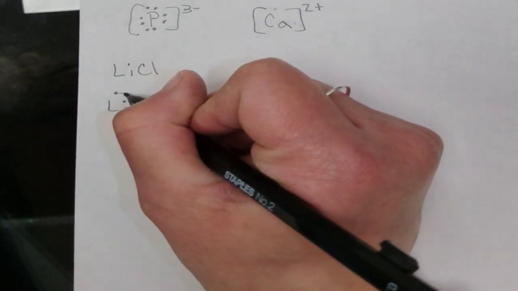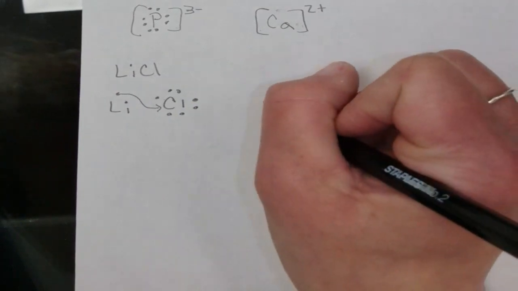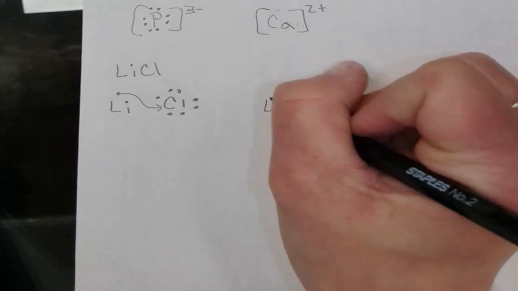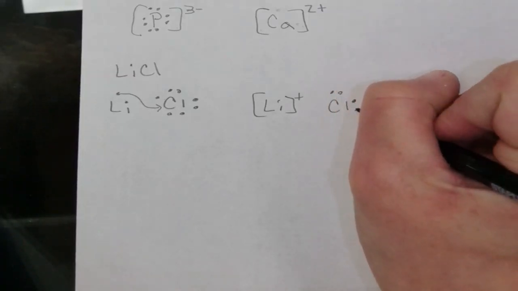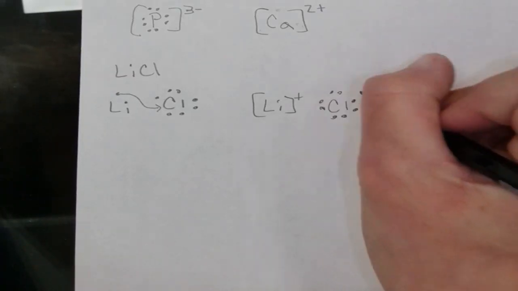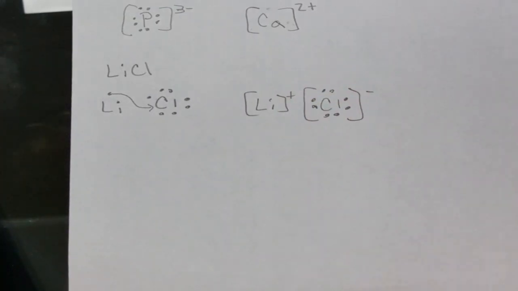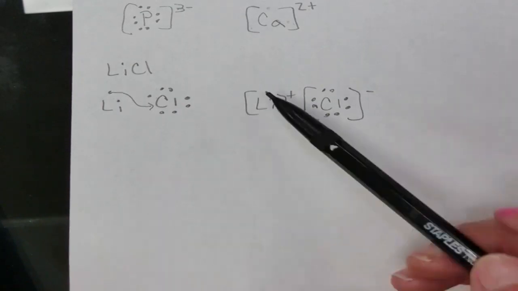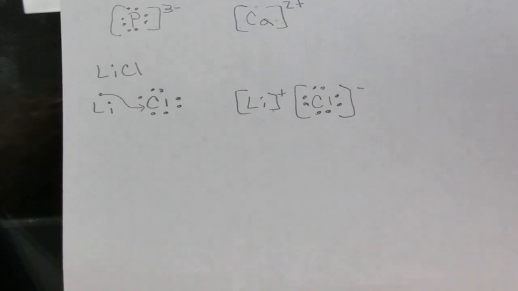So what happens? Lithium donates the electron to the chlorine. So lithium is a positive, and chlorine now has 8, and it is a negative. So there we go. Now we have our attraction between our positive cation and our negative anion.